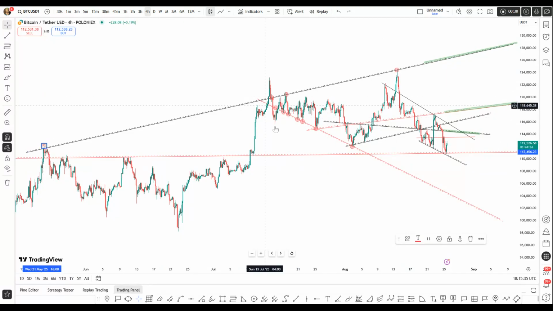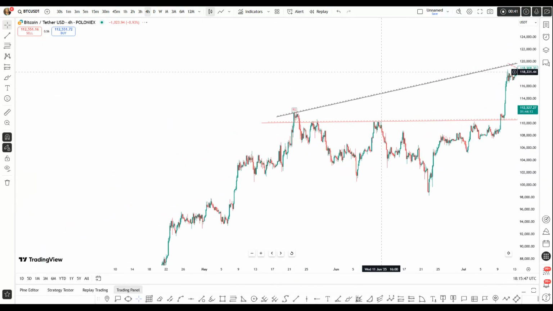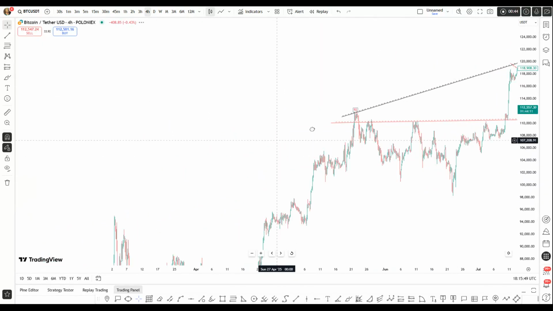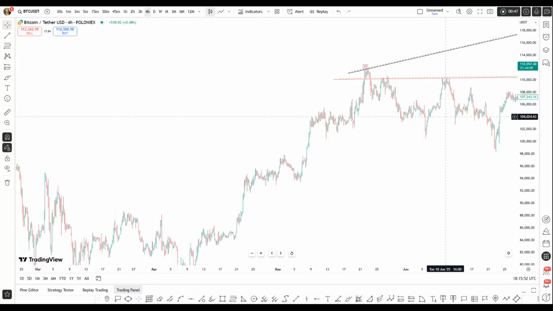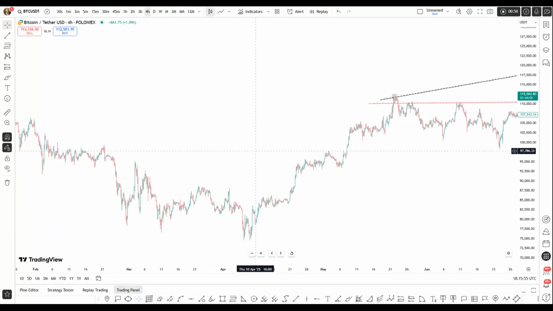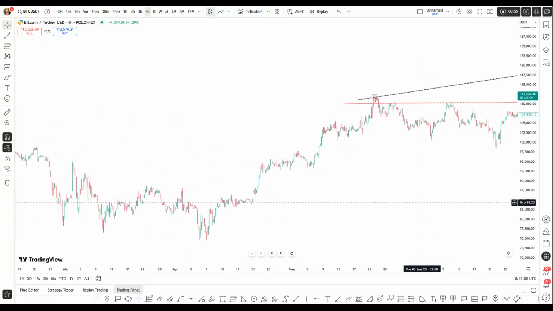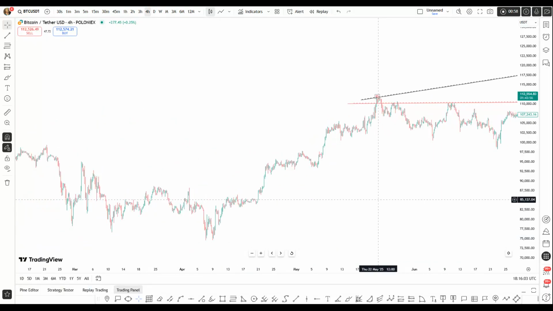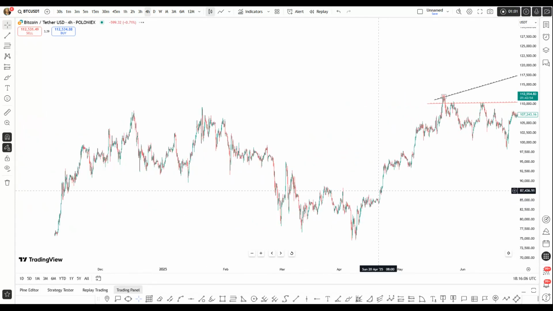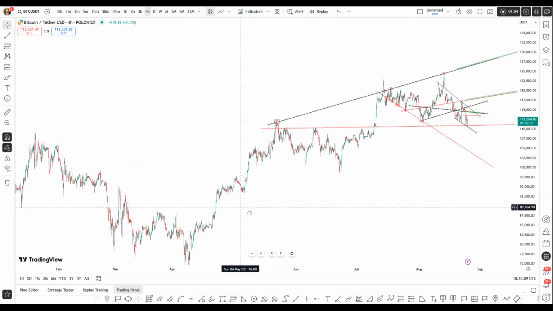And if you look critically here, you will see there is a breakout in structure here, and after that breakout we had a sell-off here, and that sell-off was as a result of a close from here. We had a resistance structure from here.